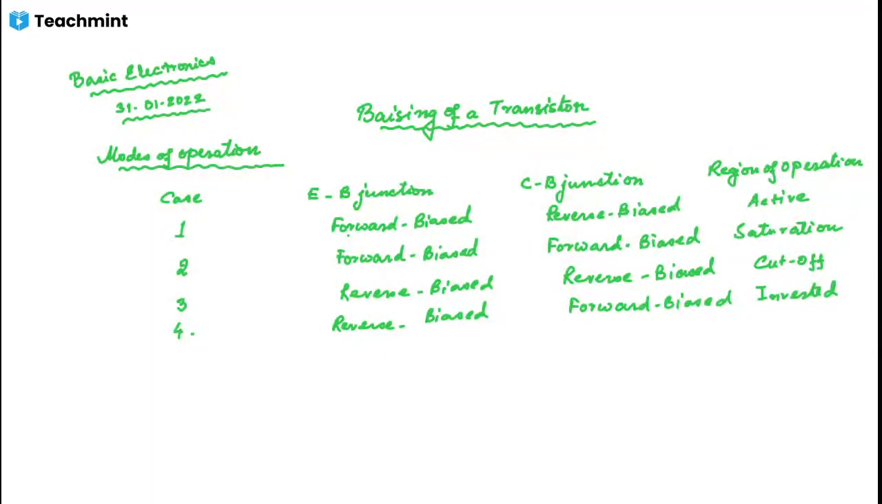Yes, sir. Now it is audible. Okay. So we will describe briefly these four modes of operation of transistors by using the circuit diagram, and you will learn why it is called active, why it is called saturation, why this is called cutoff region, and why it is called inverted region. So let us start with this.